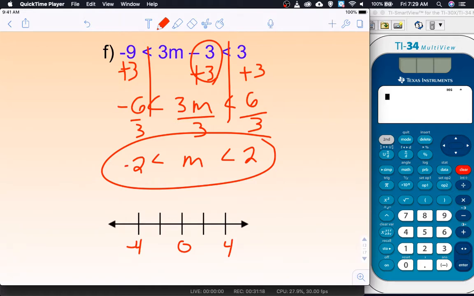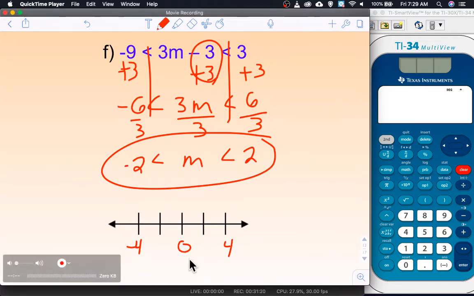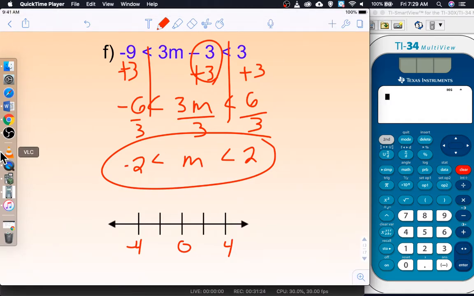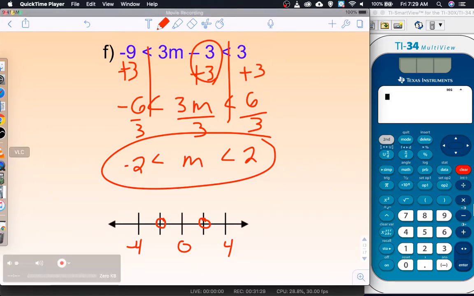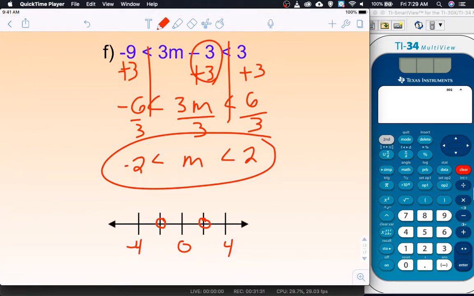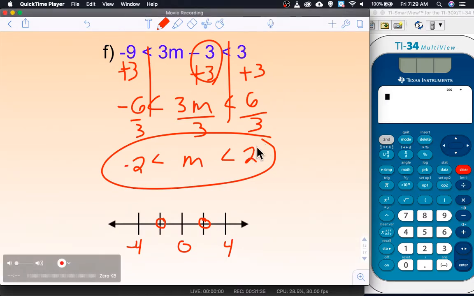I would count by 2s, so 0, 2, 4, -2, -4. So we're going to get a hollow dot at 2, a hollow dot at -2, and we'll be shading in between. This is an and inequality. From +2, we're shading less than, which is in between. From -2, when you flip this around, you're shading greater than. That is also in between. And there we have it.